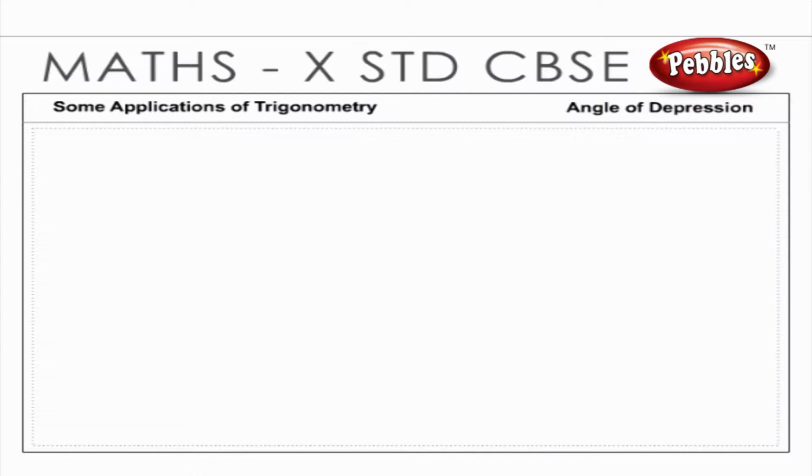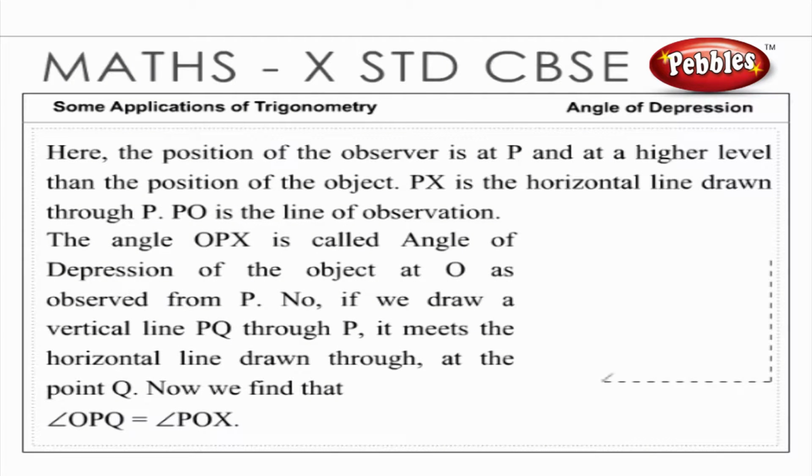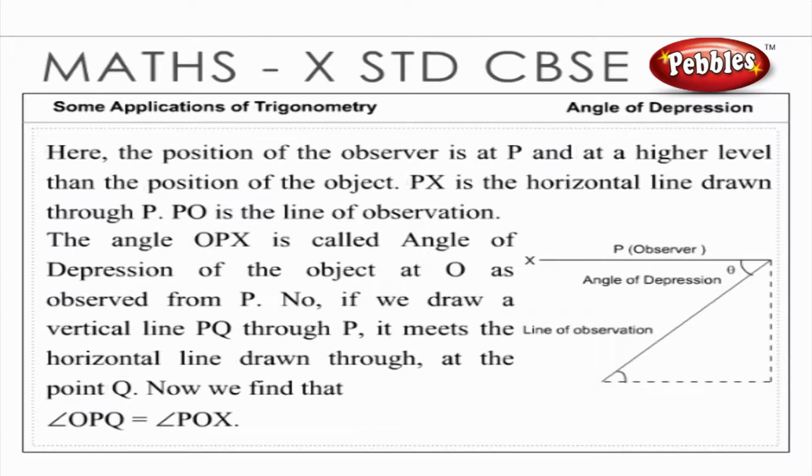Angle of depression. Here, the position of the observer is at P and at a higher level than the position of the object. PX is the horizontal line drawn through P. PO is the line of observation. The angle OPX is called the angle of depression of the object at O as observed from P. Now, if we draw a vertical line PQ through P, it meets the horizontal line drawn through O at the point Q. Now, we find that angle OPQ is equal to angle POX.